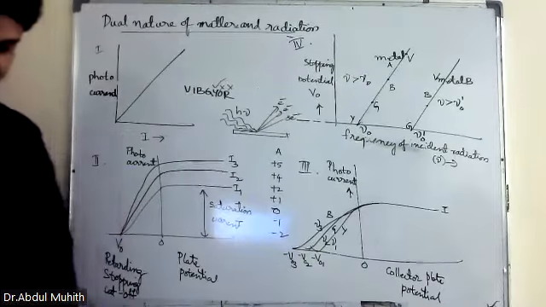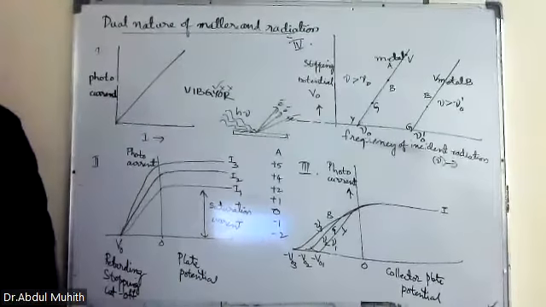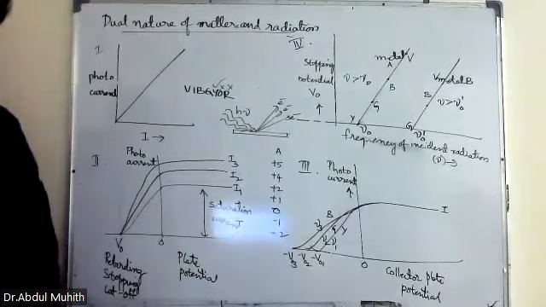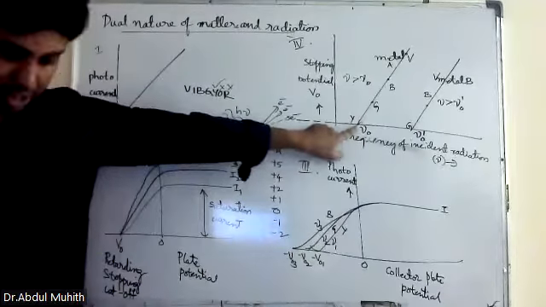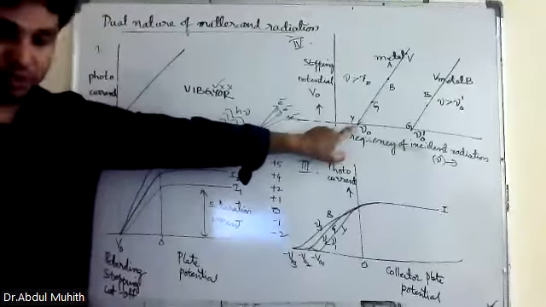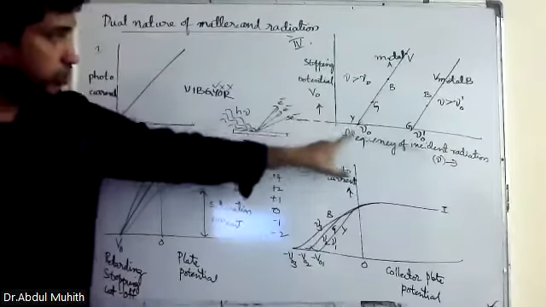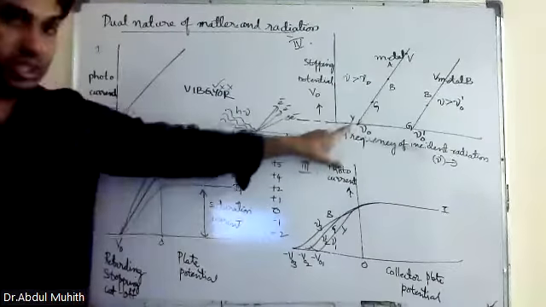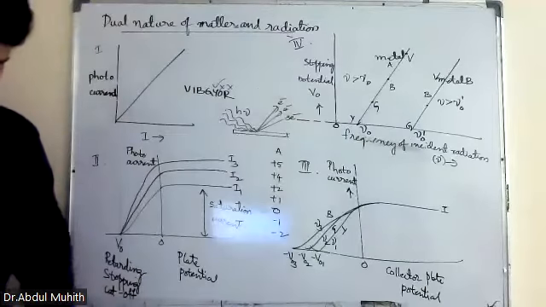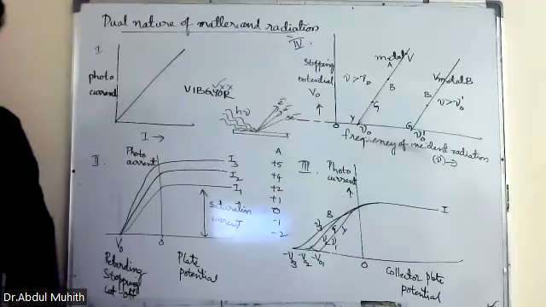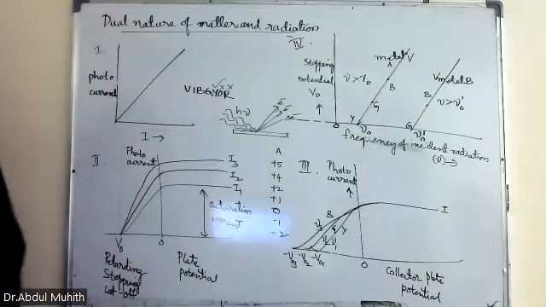The second point: there exists a certain minimum cutoff frequency for which the stopping potential is 0. There is a minimum cutoff frequency. Here, this is the minimum cutoff frequency for which the stopping potential is 0. See, the stopping potential is 0 for this particular value. Is that clear? This is the second point. Third point: the maximum kinetic energy of the photoelectron varies linearly with the frequency of the incident radiation, but is independent of the intensity.